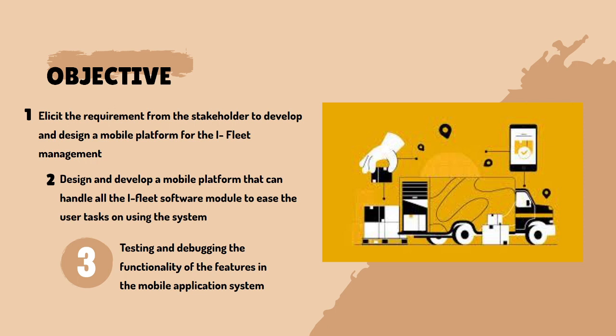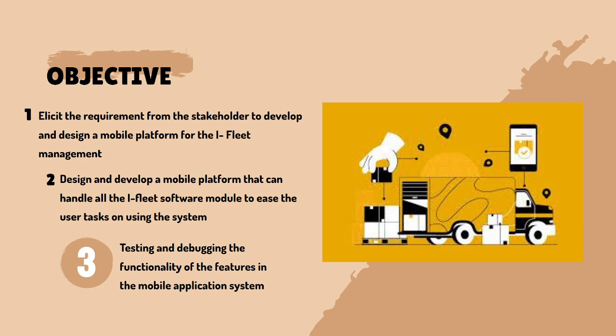The objective of the iFleet internal system is to elicit the requirements from the stakeholders to develop and design a mobile platform for the iFleet management. Next, to design and develop a mobile platform that can handle all the iFleet software modules to ease the user's task on using the system. Lastly, testing and debugging the functionality of the features in the mobile application so no error or failure of features can happen in our system.